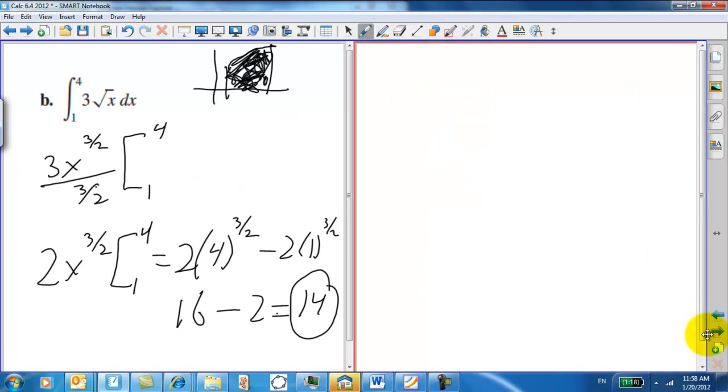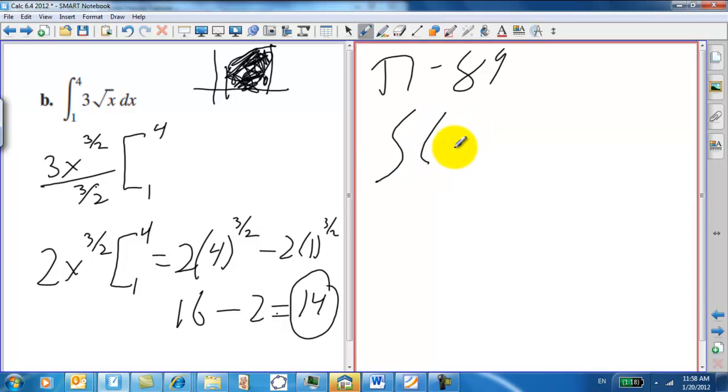Let's see what the 89 says. Integral symbol, parentheses, 3 square root x, comma, x going from 1 to 4, and let's see what that comes up with. Integral symbol 3 square root x, comma, x going from 1 to 4, and parentheses, get 14. Oh, joy.